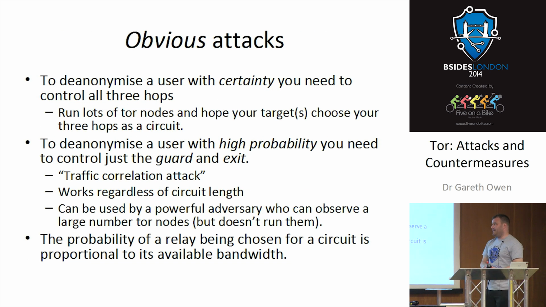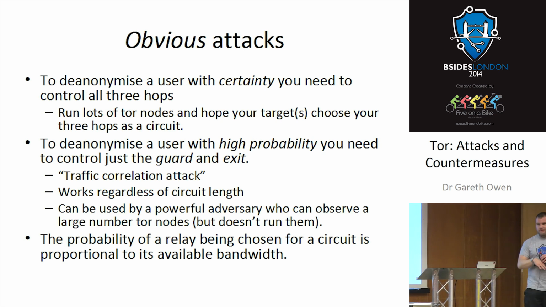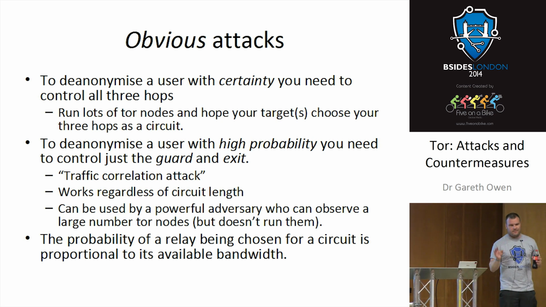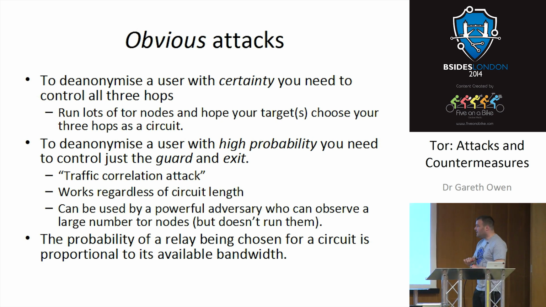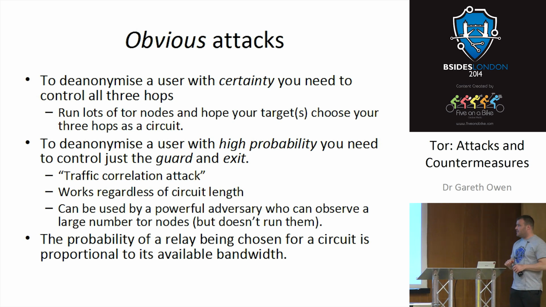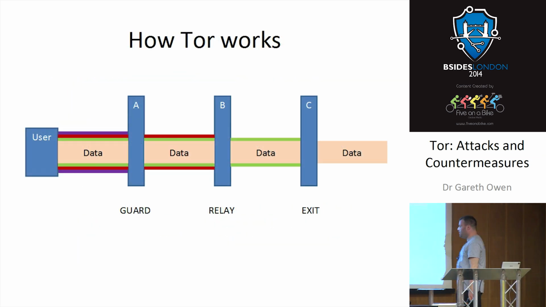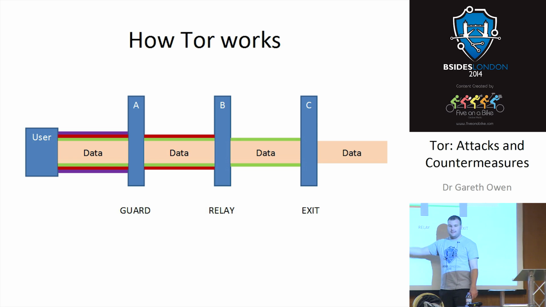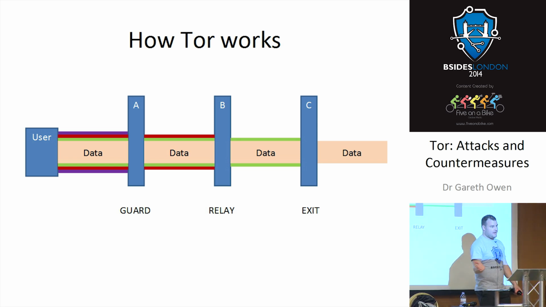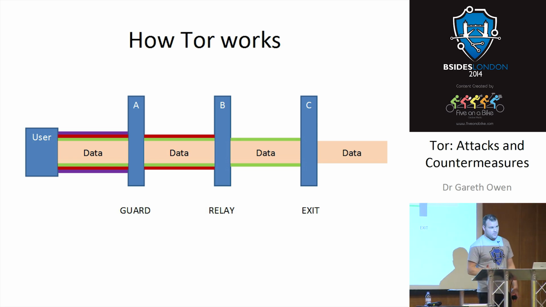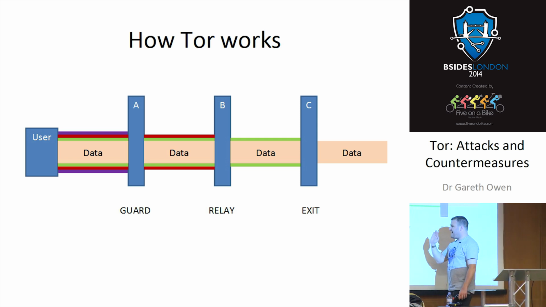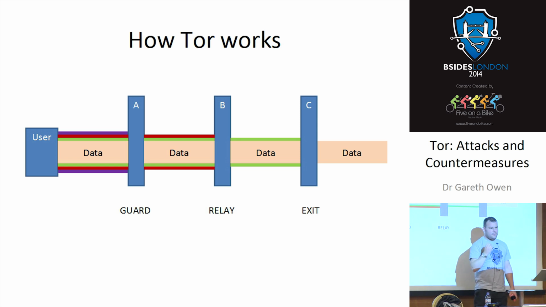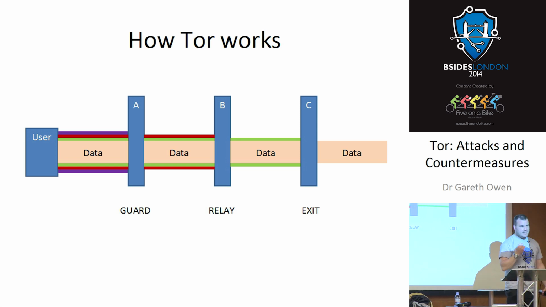So let's talk about some obvious attacks in terms of de-anonymizing people. And I'm not talking about doing exploitation or stealing cookies or anything along those lines. I'm talking about fundamental weaknesses in Tor. So if we look at the Tor diagram for a typical circuit, if you could control all three of the relays, then rather obvious, right? You can de-anonymize people, you can see what they're doing. But what's slightly worse than that is if you control just the exit and the guard node, you can, with high probability, still de-anonymize people.